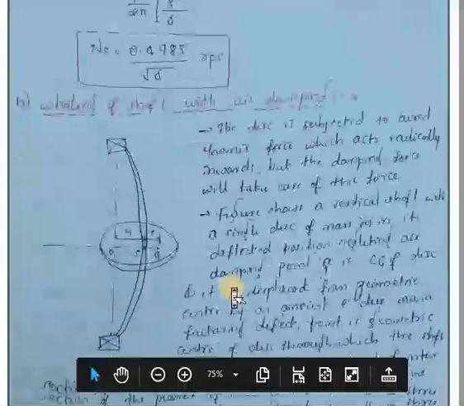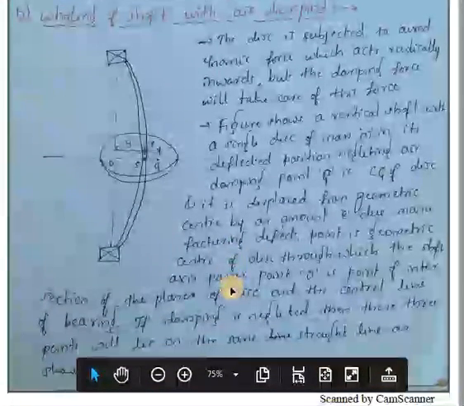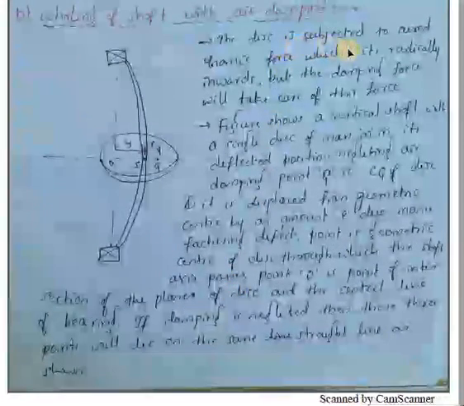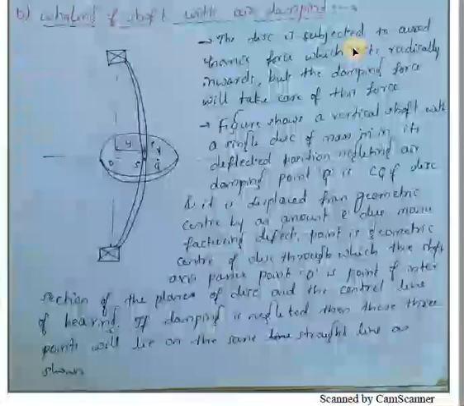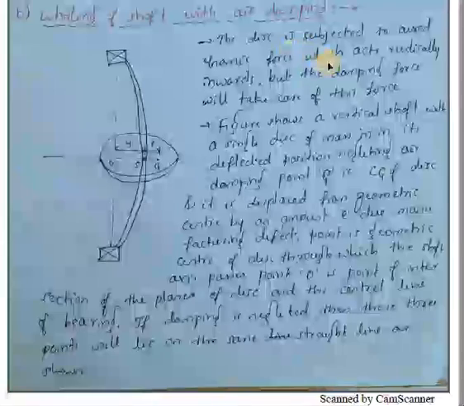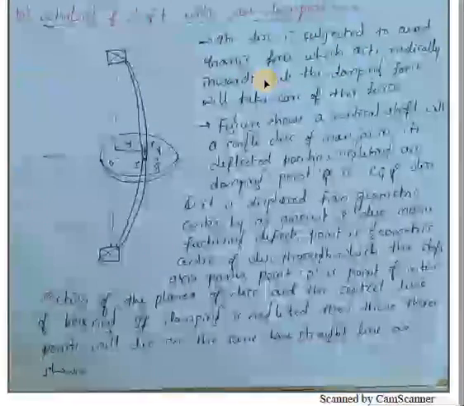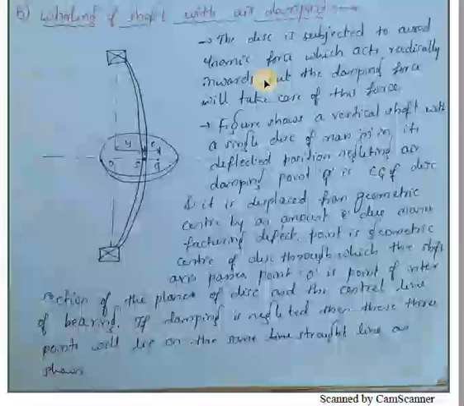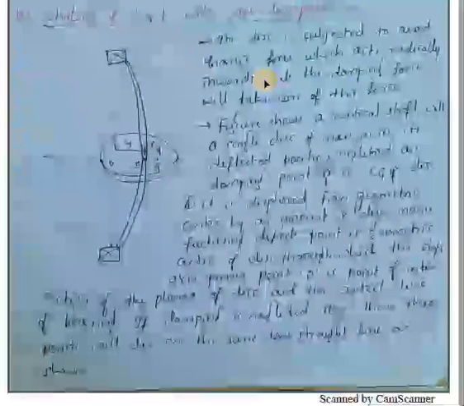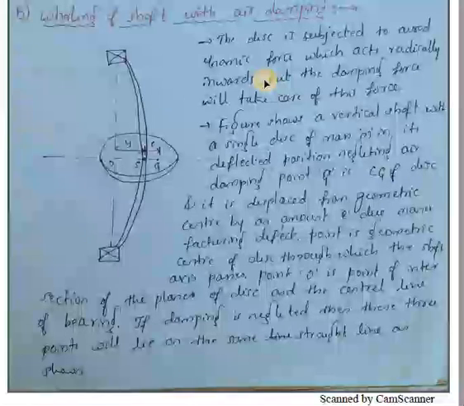Now the second case is whirling of shaft with air damping. In this, the disc is subjected to a dynamic force which acts radially inwards, but the damping force will take care of this force. This figure shows the vertical shaft with a single disc of mass m in its deflected position, neglecting the air damping.